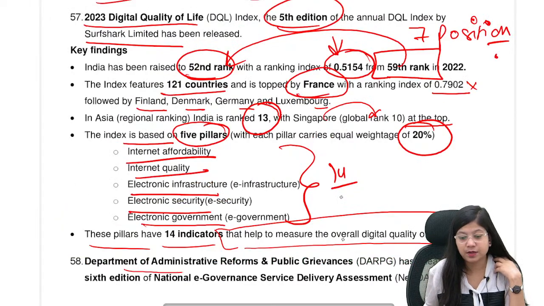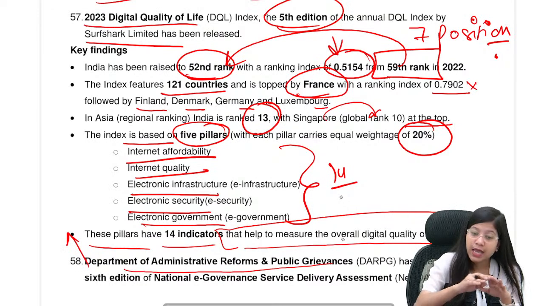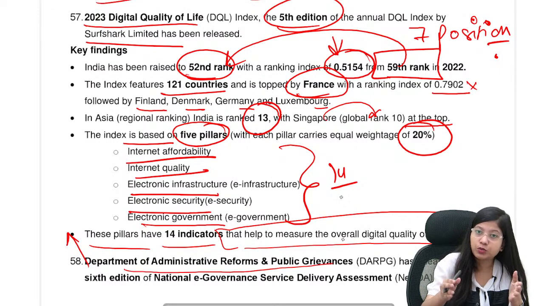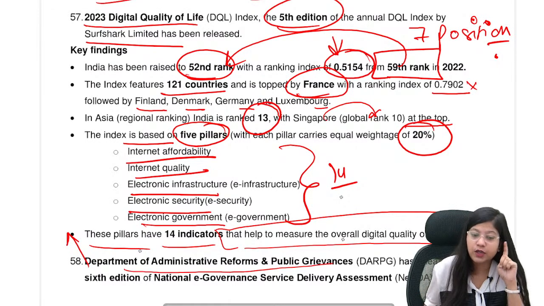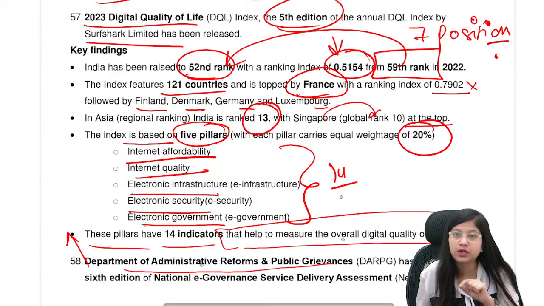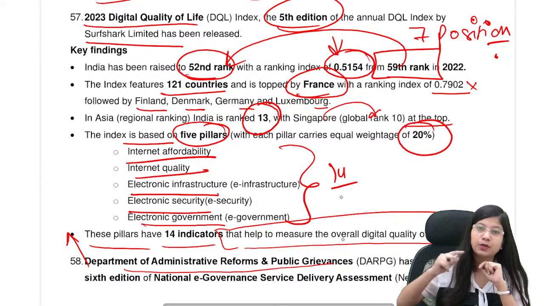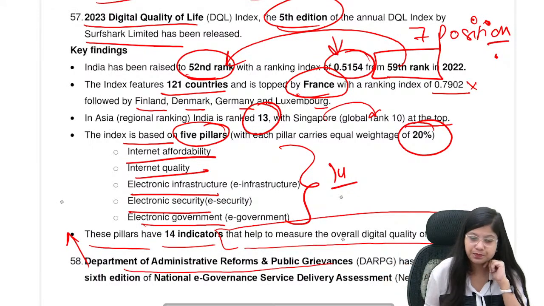Next is the Department of Administrative Reforms and Public Grievances. Do you see that this department has come into the news, or in this particular document, 4 times? So clearly you can see the importance of the indices released by this particular department, and also the portals which have been launched by this department. Do have a look at those portals and the portals of the Ministry of Personnel.